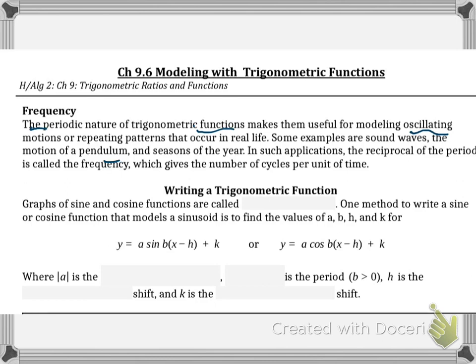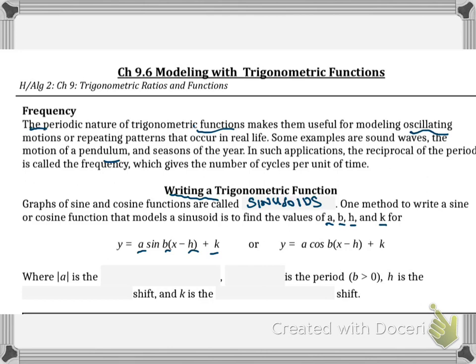It gives us a number of cycles per unit of time. In this chapter, we're just going to focus on writing a trig function given a graph. And so the graphs of sine and cosine functions are called sinusoids. And one method to write a sine or cosine function that models a sinusoid is to find the values of a, b, h, and k for the sine and cosine functions. And we have our a, b, h, and k here for both sine and cosine.